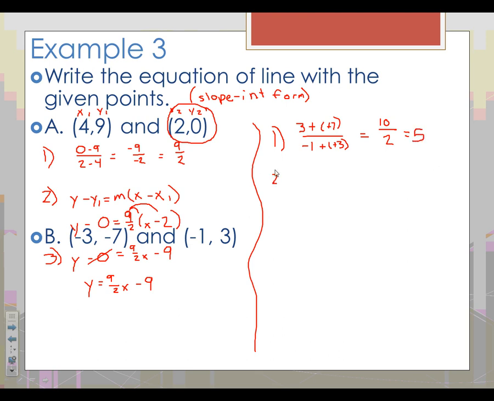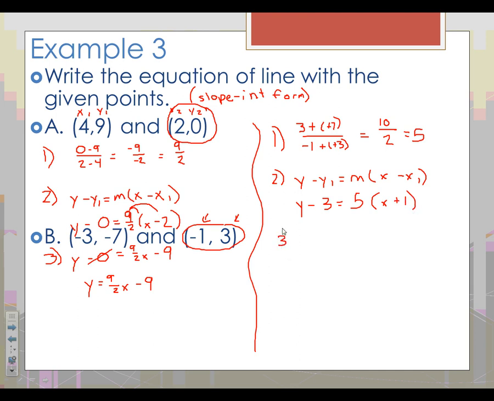Step 2, plug it into point-slope form. So y minus y1 equals m times x minus x1. And again, it does not matter which of these 2 points over here we choose. I'm going to use this one because it looks easier. So that would be y minus 3 equals, we found that our slope was 5, times x minus -1. So we'll change that to a +1.